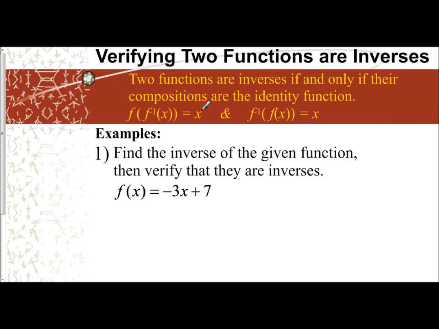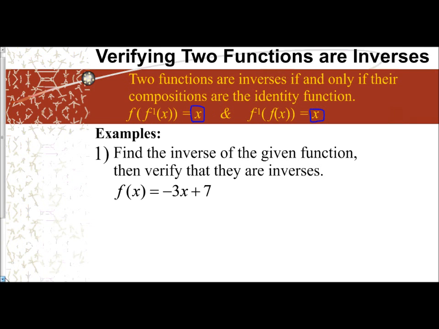What this means is if I have my function f and its inverse, and I take f of the inverse, my result should be the identity function, which is x. So everything should simplify and just give me x. And the same thing should happen if I do the inverse of f. Everything should simplify and just give me x. Both of these need to occur.